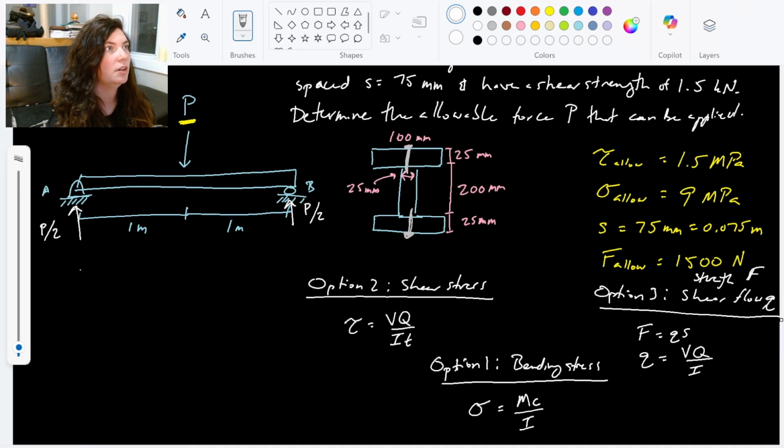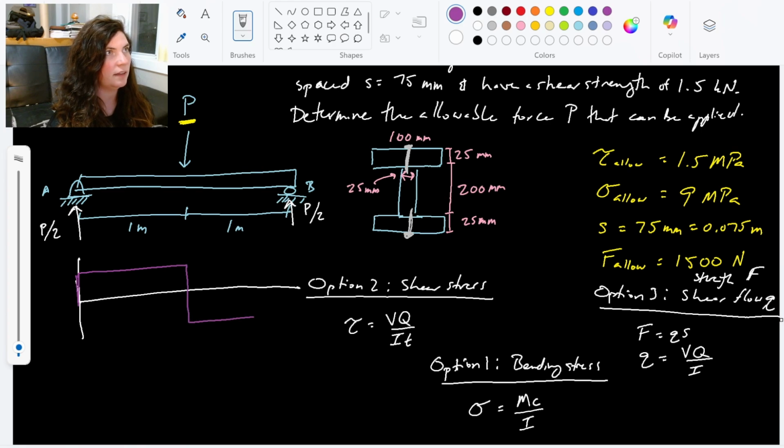Which means if I do my shear and moment diagram, my shear diagram goes up by P over 2, it is constant at P over 2, pushed down by P, and then a constant negative P over 2. All right, pretty much as basic as it gets for a shear and moment diagram, but it does let you know that the max shear that we're going to encounter is P over 2.